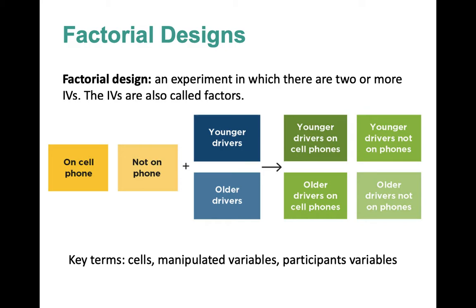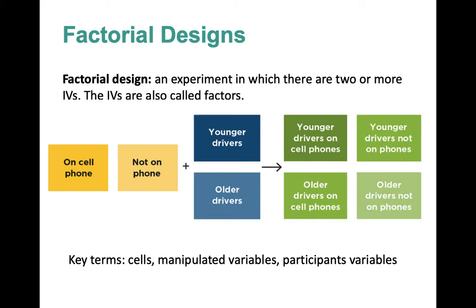A couple other key terms. We've got cells being the conditions in a factorial design. We also have in this particular study both manipulated variables as well as participant variables. You might have noticed that in the study, cell phone use is a manipulated variable, because the researchers were able to manipulate whether or not participants drove with a cell phone. But age is not a manipulated variable because people can't be randomly assigned to age. It can't be manipulated. Rather, age is a participant variable.